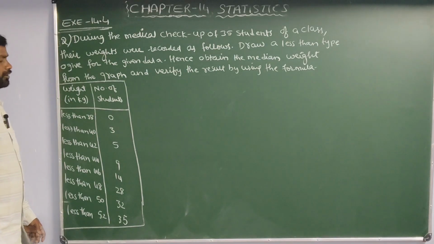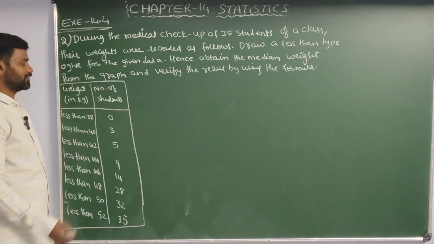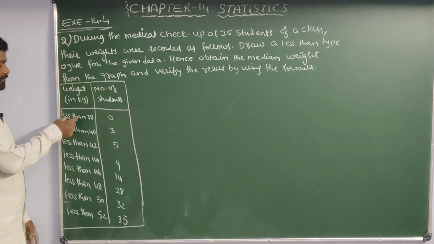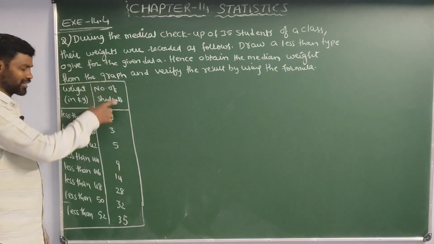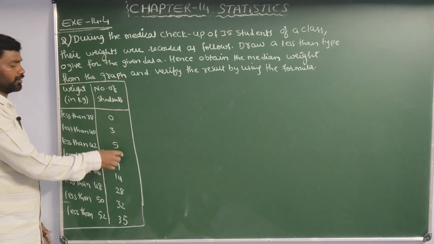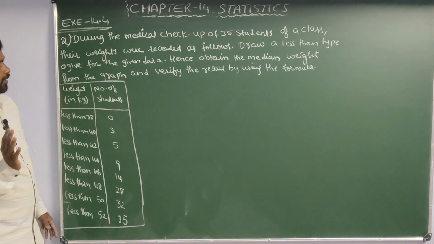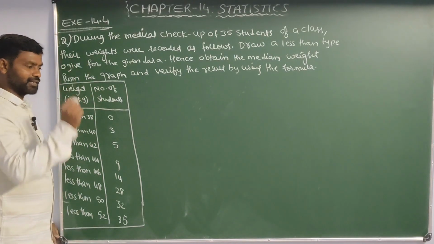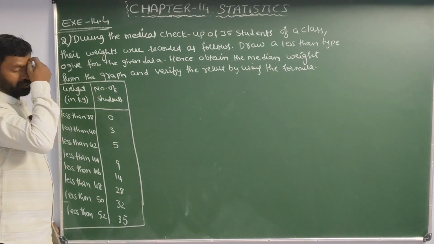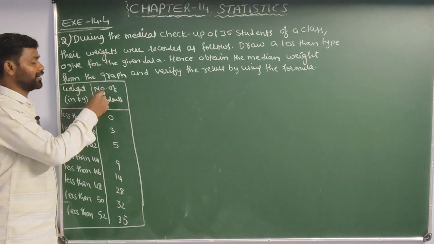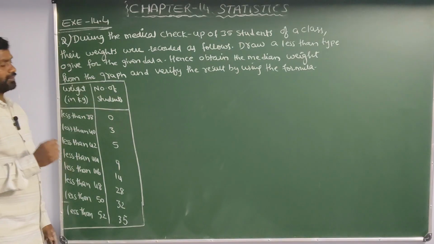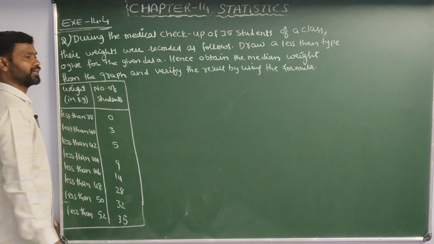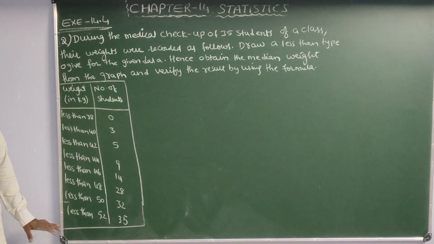In the beginning, while solving the problems of median, I said that whenever the class intervals are in this manner, less than or greater than, the second column values are nothing but the cumulative frequencies. Observe it: the cumulative frequencies are either in ascending order or descending order. When the cumulative frequencies are in ascending order, they are less than cumulative frequencies. When the cumulative frequencies are in descending order from higher value to lower value, then we can say that they are greater than cumulative frequencies.